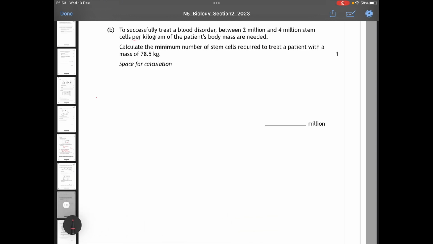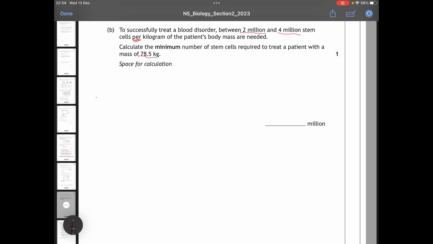So if you look here, that's an important word, okay? Those are our important numbers. When I was doing my exams, this is something I did sometimes with tricky questions: I pick out the key bits of information. What are the important numbers? But that per kilogram, as it says in your skills booklet, means for 1 kilogram. So it says that to successfully treat a blood disorder, between 2 million and 4 million stem cells per kilogram, so remember that means for 1 kilogram, of the patient's body mass are required. Of course, our patient doesn't weigh 1 kilogram. Our patient weighs 78.5 kilograms.